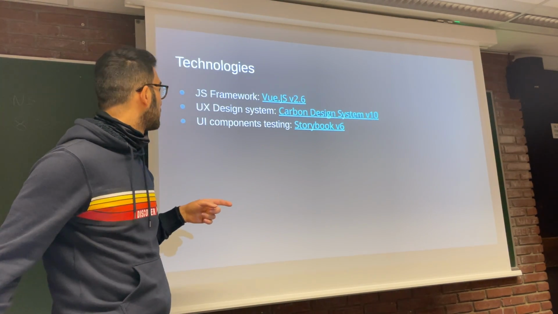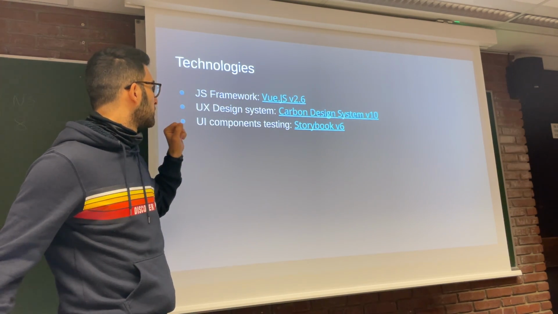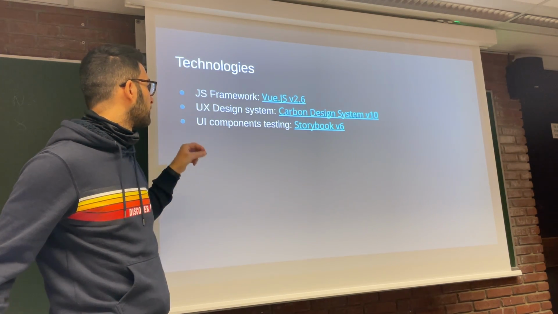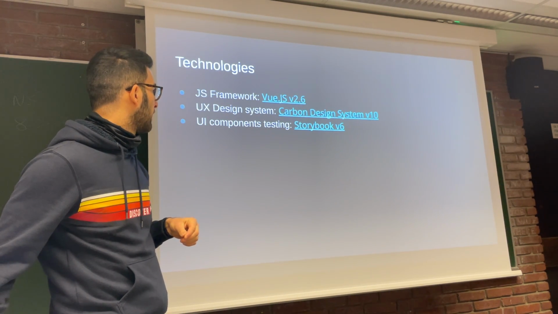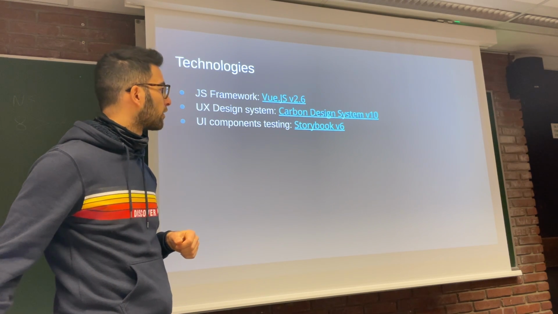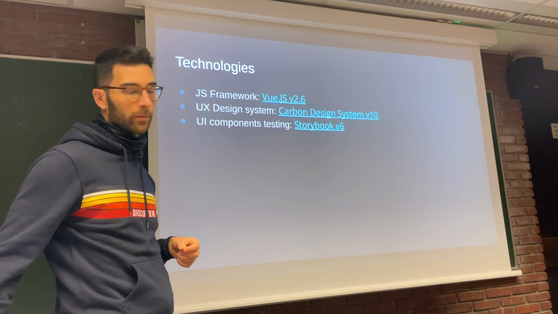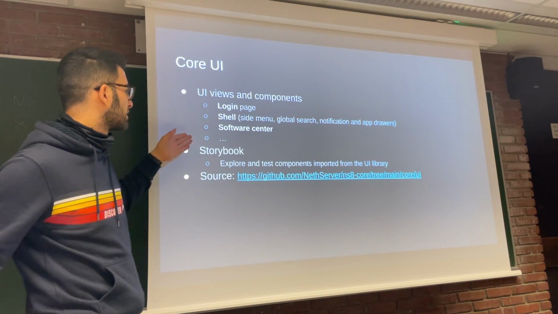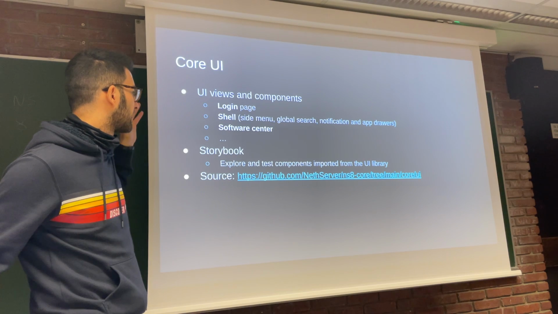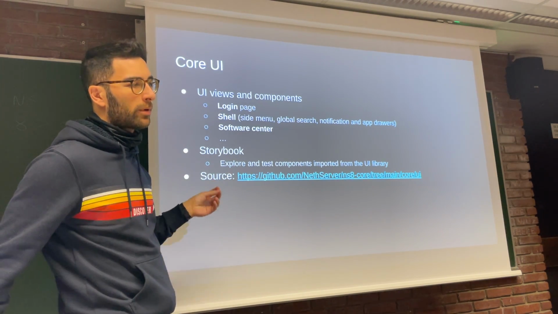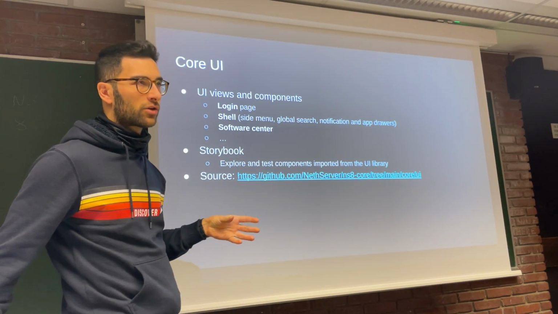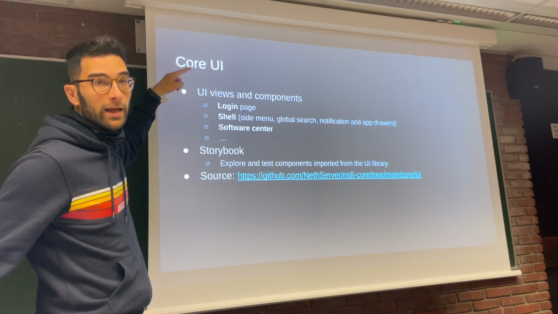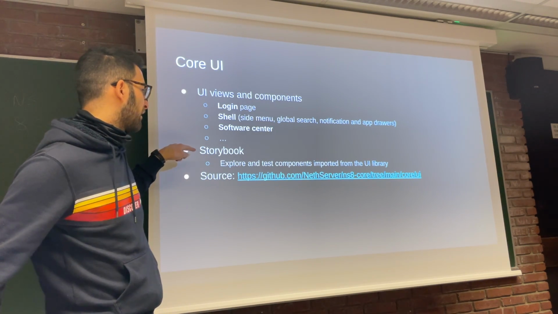Main technologies we have used are Vue.js 2, Carbon Design System 10 for the design and the style, and we use Storybook for exploring and testing library components. Okay, let's start with the core UI. So we have said what it is, what it contains, shell, software center, everything. Every component and page that is not an external application belongs to the core. Inside the core UI project, we have the Storybook.